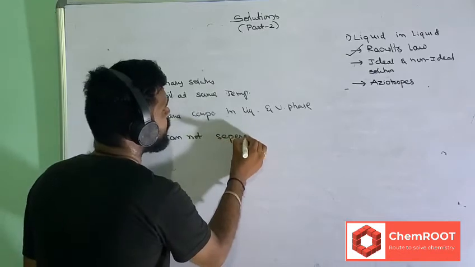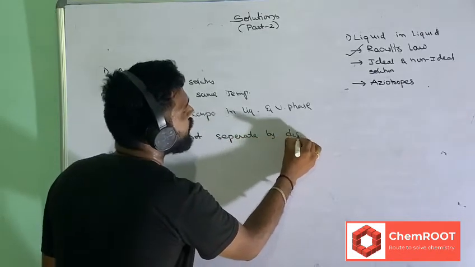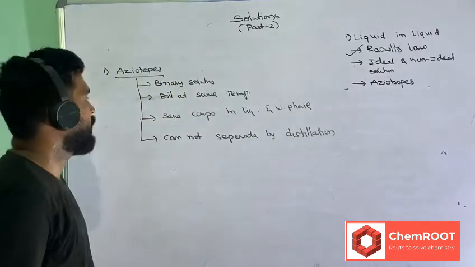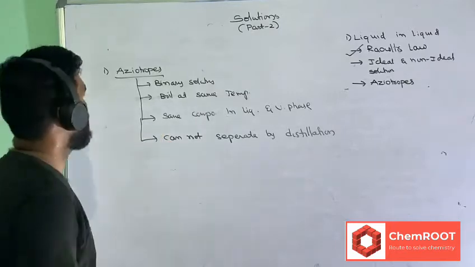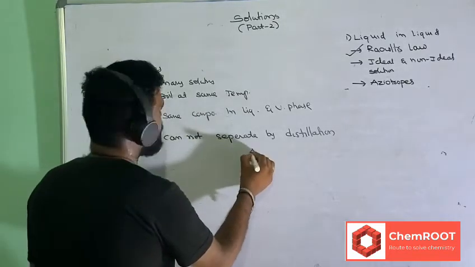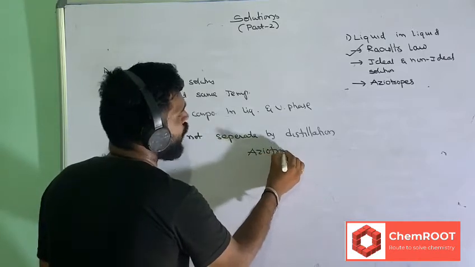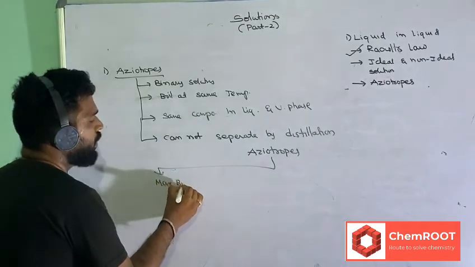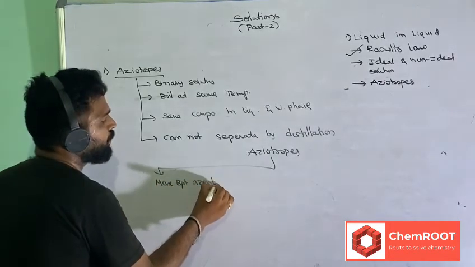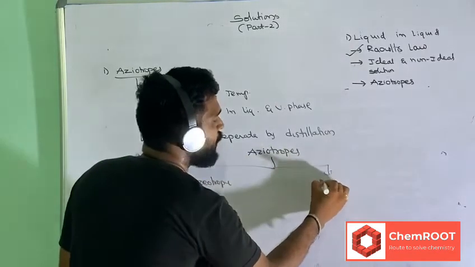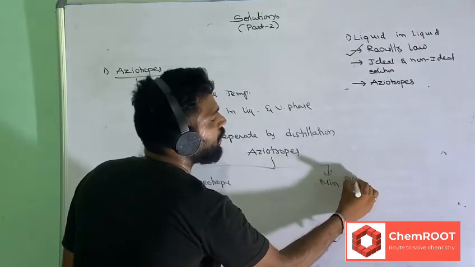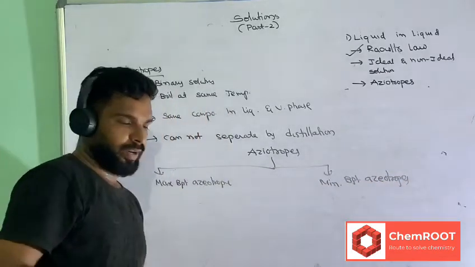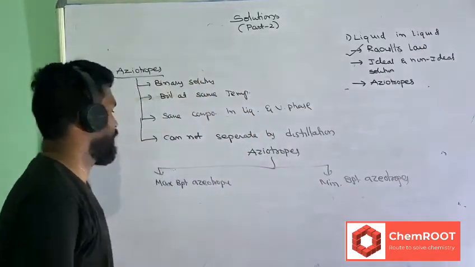So since they have the same composition and they boil at the same temperature, we cannot separate them by the distillation method. So that is the basic information. And azeotropes are of two types. Azeotropes, how many types will be there? Two types. One is maximum boiling point azeotropes, and the next one is minimum boiling point azeotropes.